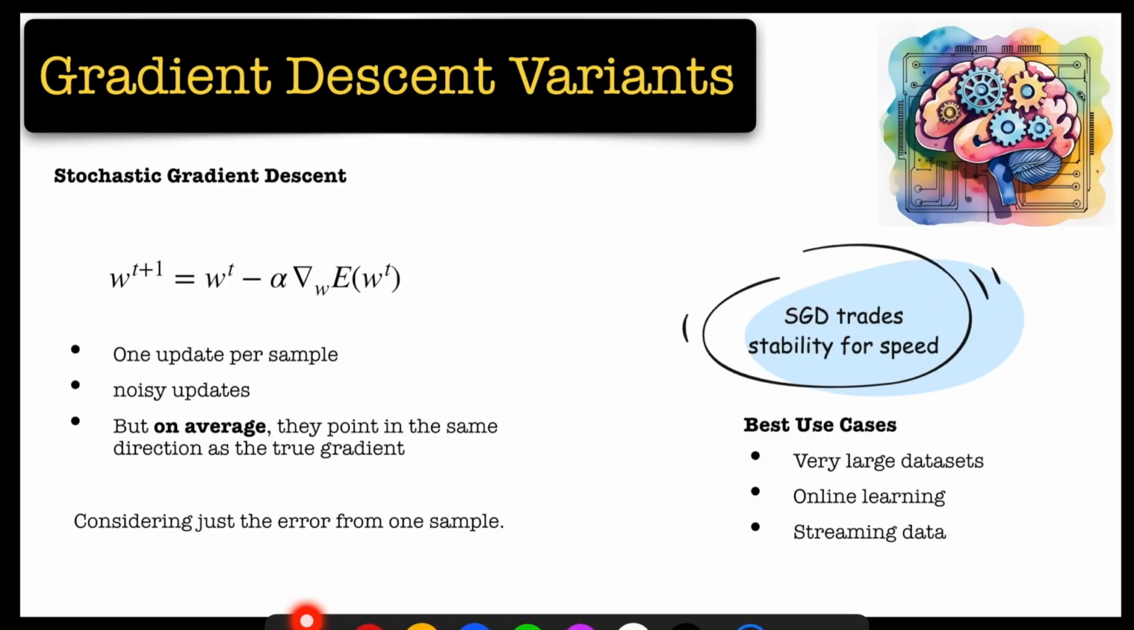So SGD, or stochastic gradient descent, trades stability for speed. As we saw, the movements are not very stable, right? But it's very fast because we are just considering one data sample at a time, so the gradient computation will be very fast. Best use cases are very large data sets, online learning or streaming data. When you don't have the full data set in hand for computation, and we're just getting one data sample at a time, then stochastic gradient descent is the ultimate choice.